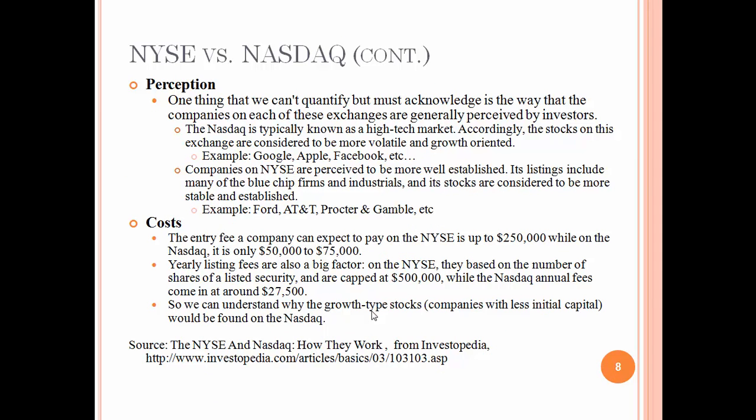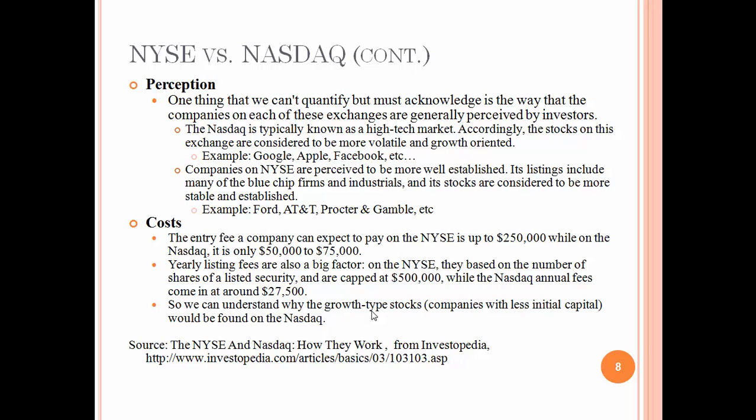Speaking of the perception, the NASDAQ is typically known as a high-tech market. So if you look at some high-tech companies such as Google, Apple, Facebook, their stocks are listed on the NASDAQ. And usually those stocks are considered to be a little bit more volatile and growth-oriented. So they may have a lot of growth potential, but usually they also have a lot of volatility.